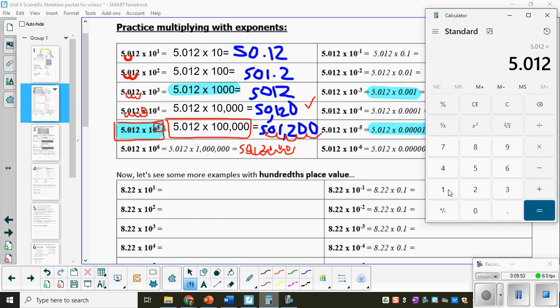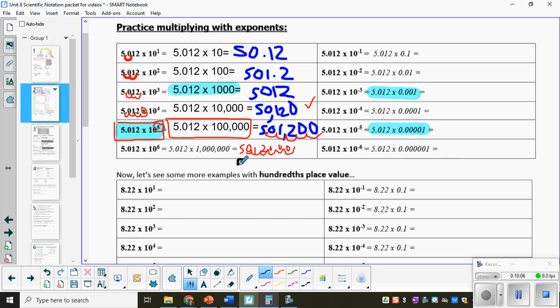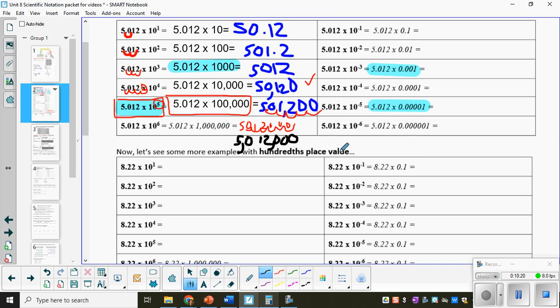5.012 times a million. So today's video is all about math shortcuts. And right here, you can see the 5,012,000 that we get. And even though it looks a little sloppy over here, there's the 5,012,000. So let's just keep going down here with the hundredths place value.